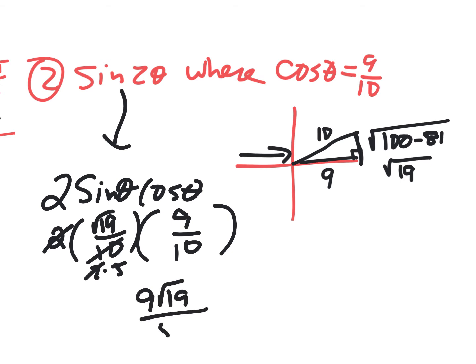Over 5 times 10 is 50, and there we go. 9 root 19 all over 50.